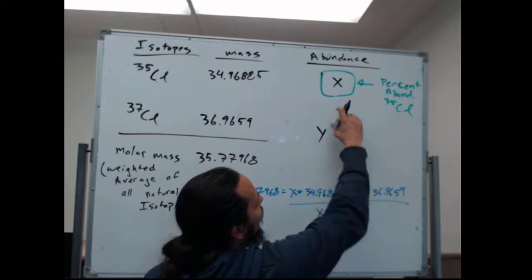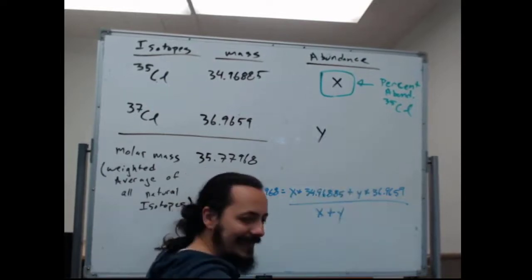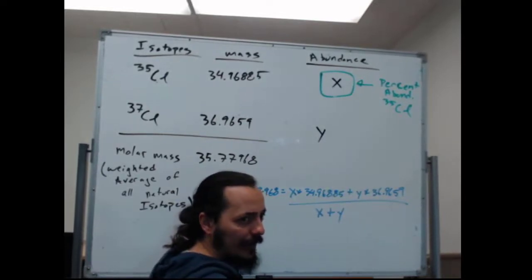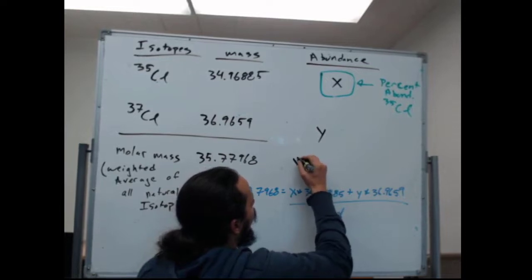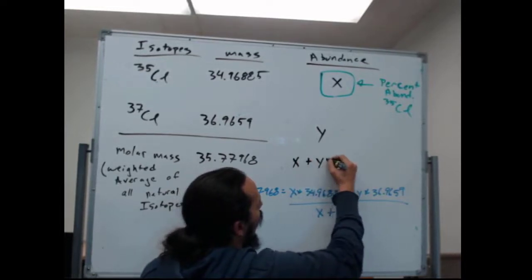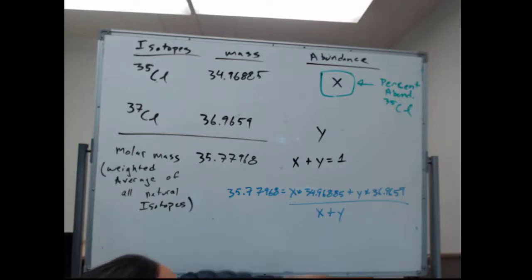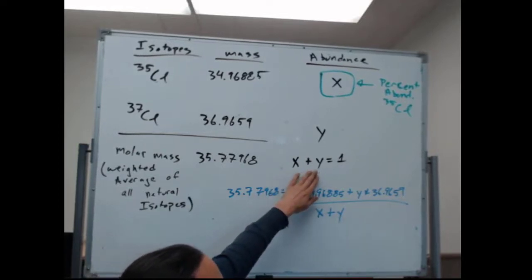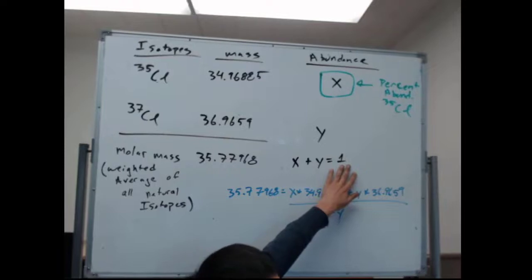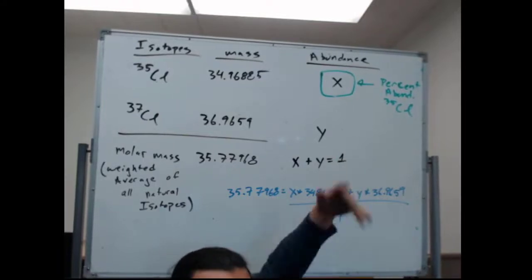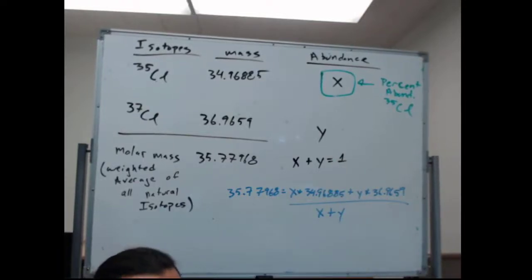we can recognize that these stable isotopes must account for all of the naturally occurring material. So I can have X plus Y equals 1. That is to say, the abundance of the first one plus the abundance of the second one is going to be all of the stuff that exists. So it's going to be 100% of the material, or put into a decimal fashion, 1.00, 100%.